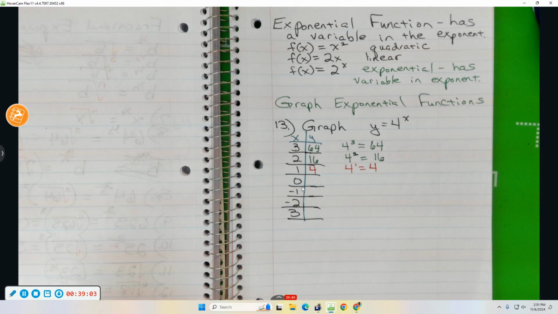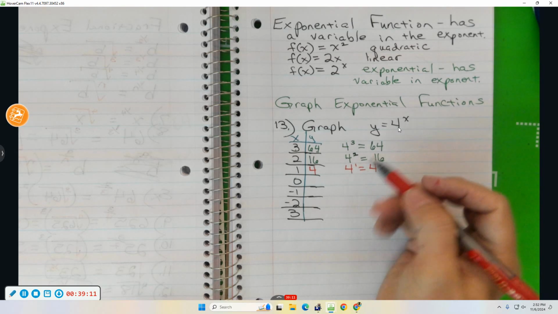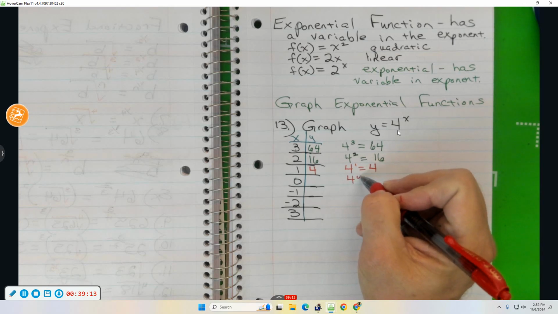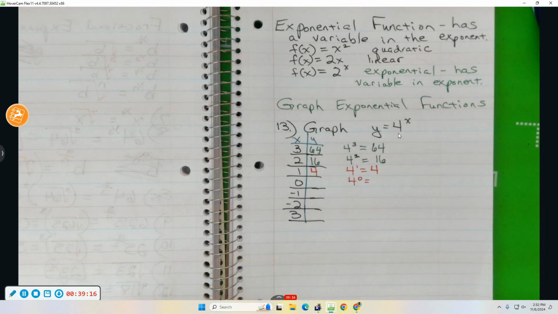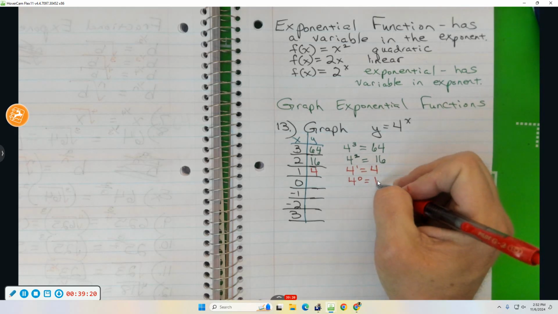Plug in the 0 for x. Be careful. Remember the first thing that we said today in class. What was the first thing we did? We said 4 to the 0 power is defined to equal 1. That's correct.